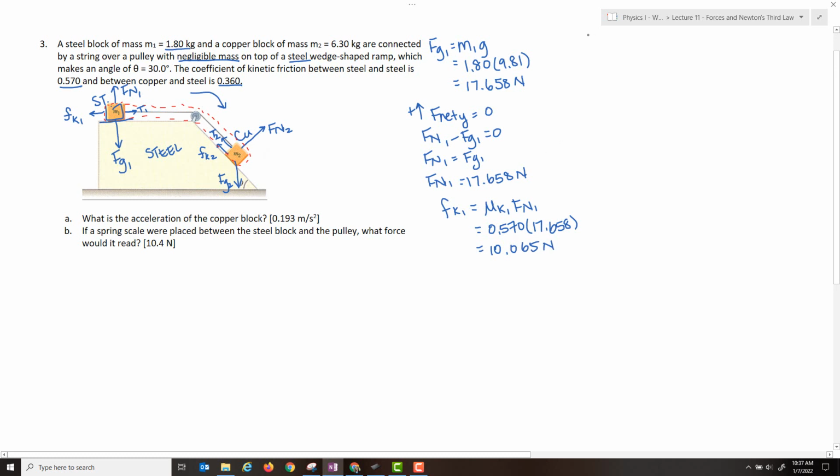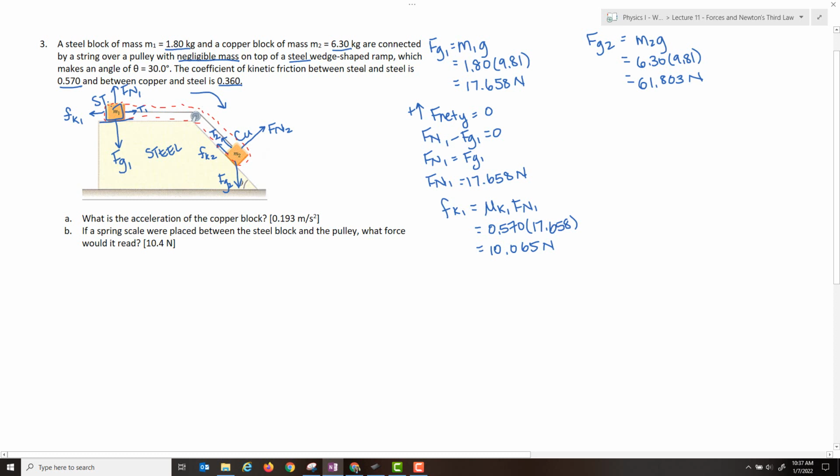Okay, I'm going to do the same thing with object 2. So Fg2 is equal to m2g, which equals the mass of object 2, which they said in the question is 6.3 kilograms, times 9.81. And I get 61.803 newtons.